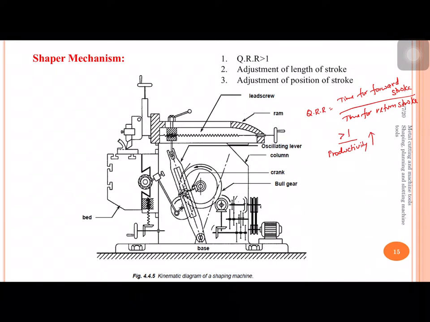Next one is adjustment of length of stroke. We will talk about this. First, let us start with the discussion related to what is the mechanism that is used in shaping machine, that is crank slotted lever mechanism. So what is this crank slotted lever mechanism? That is what we will discuss now.